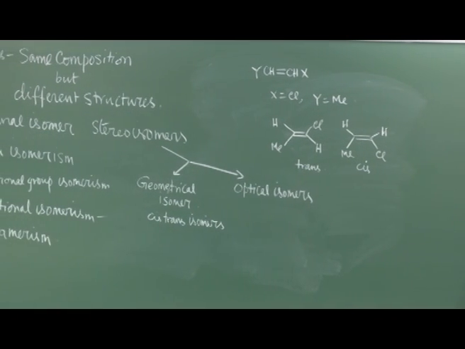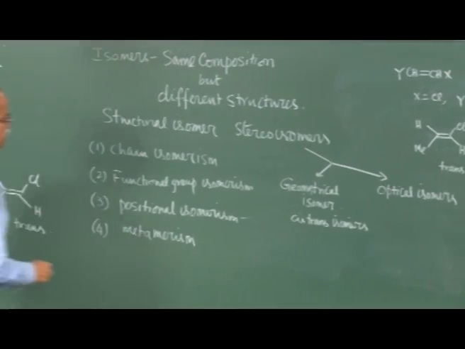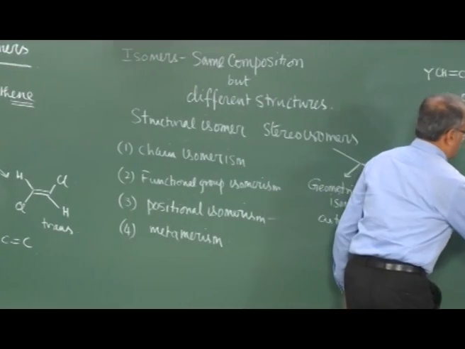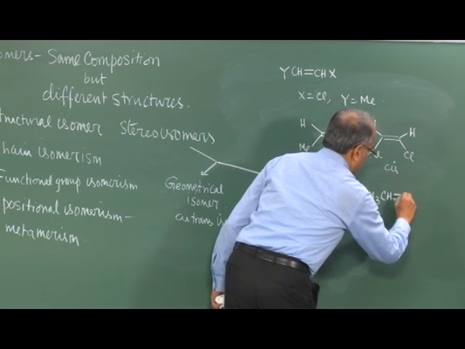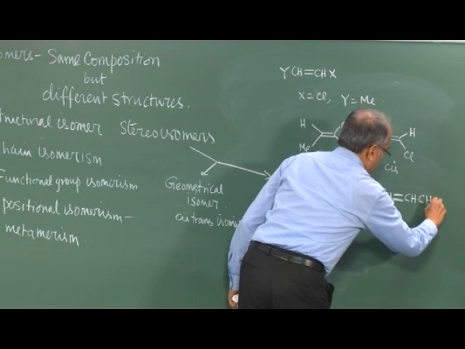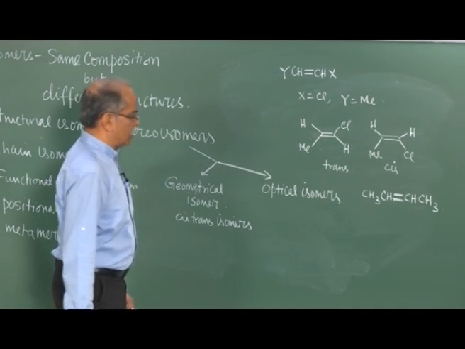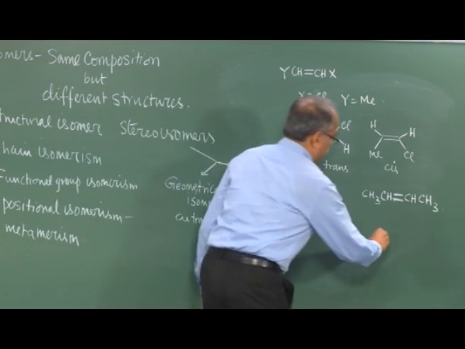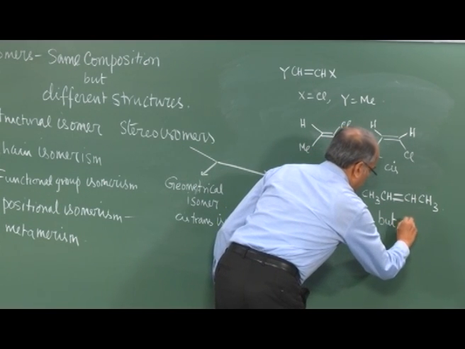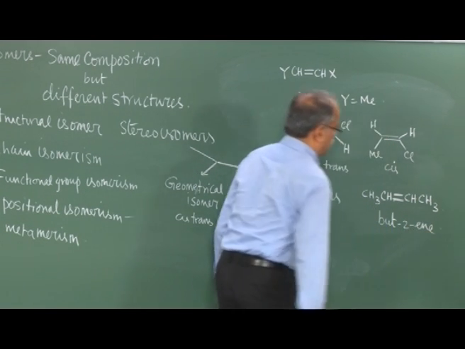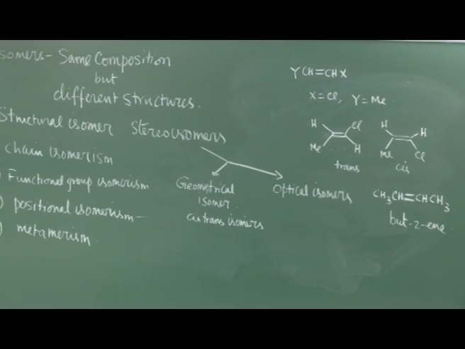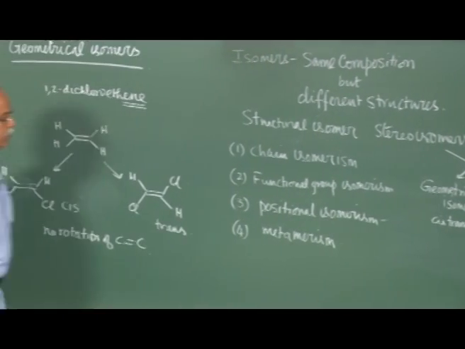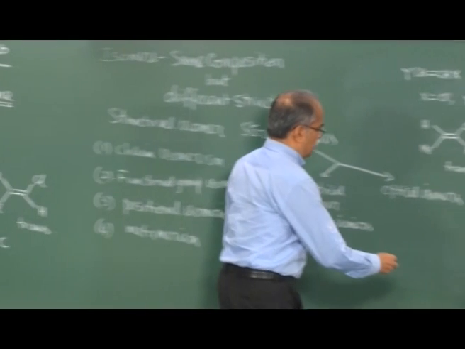You can also have stereoisomers of simple alkenes, for example, this molecule is called 2-butene or but-2-ene. How many isomers are possible in this molecule? It is very similar to the 1,2-dichloroethylene or 1,2-dichloroethene. There are two possible isomers.